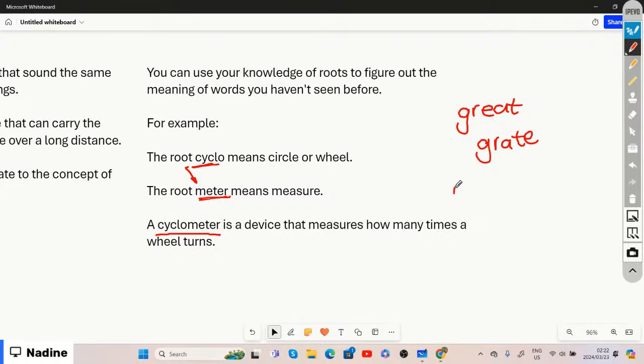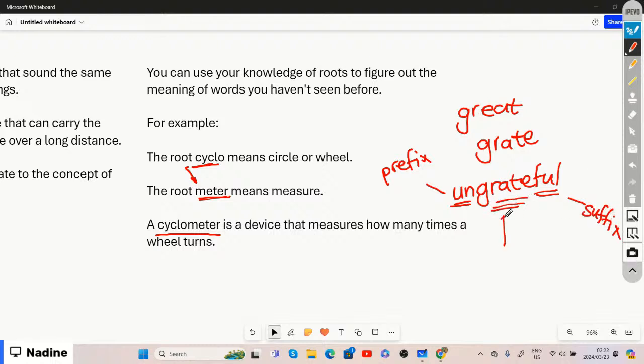But let's say if you have a word ungrateful, right? If you have this word ungrateful, this word un is a prefix, and then this word ful is a suffix, and then this word in the middle is usually the root word. So I think that answers your question of whether the root word can be in the middle. I think probably in the sense of if it's to do with prefixes and suffixes, but I'm not sure if it's also to do with Greek and Latin roots.